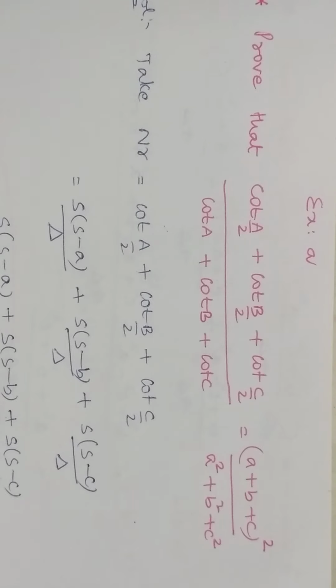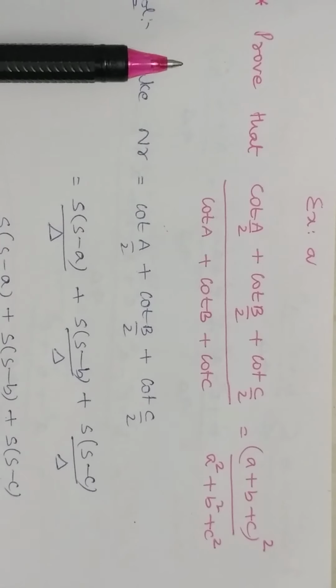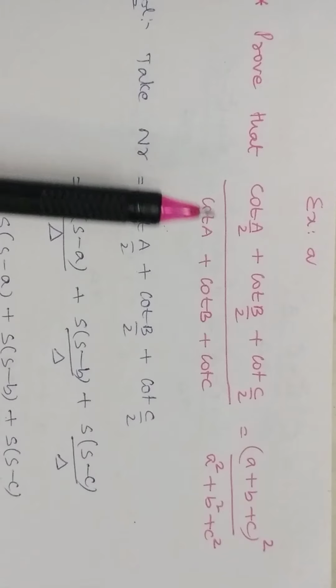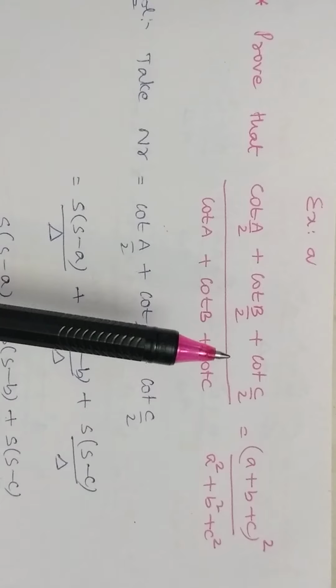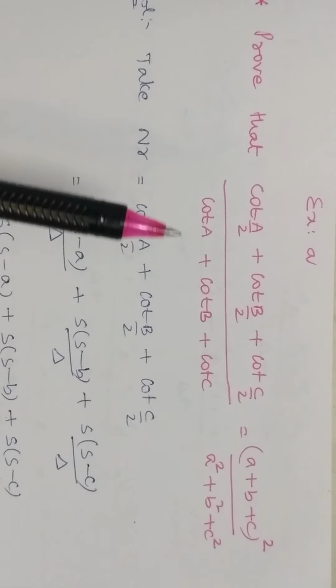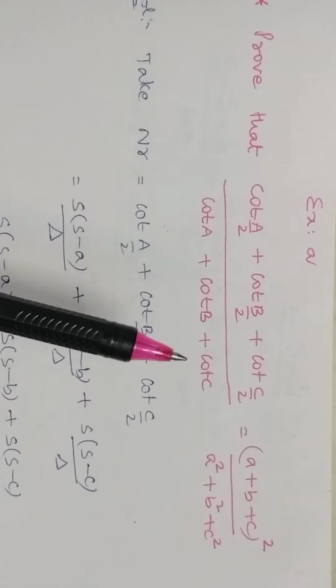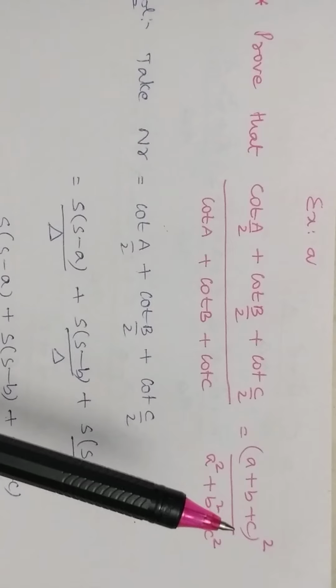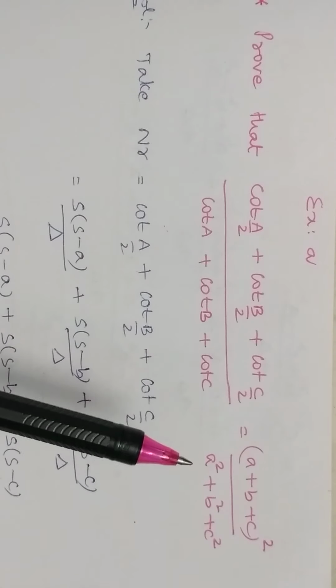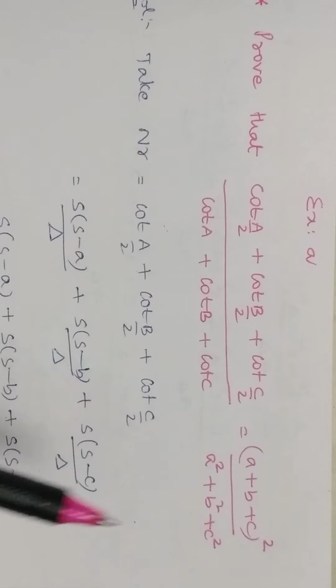Now we try to do exercise A. Prove that (cot A/2 + cot B/2 + cot C/2) / (cot A + cot B + cot C) = (A + B + C)² / (A² + B² + C²). An important problem.